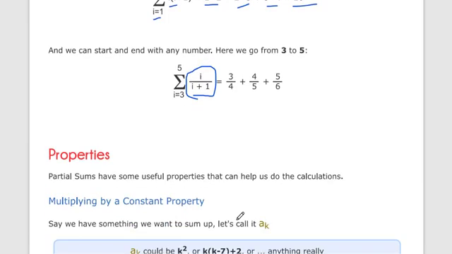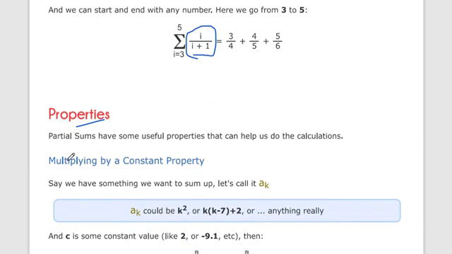Now let's talk about properties. The first is multiplying by a constant.